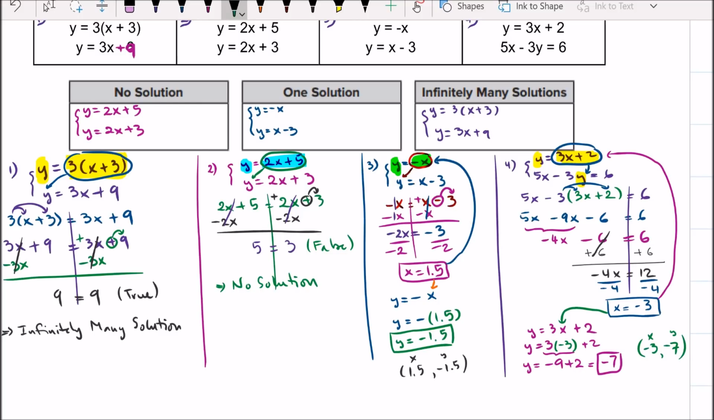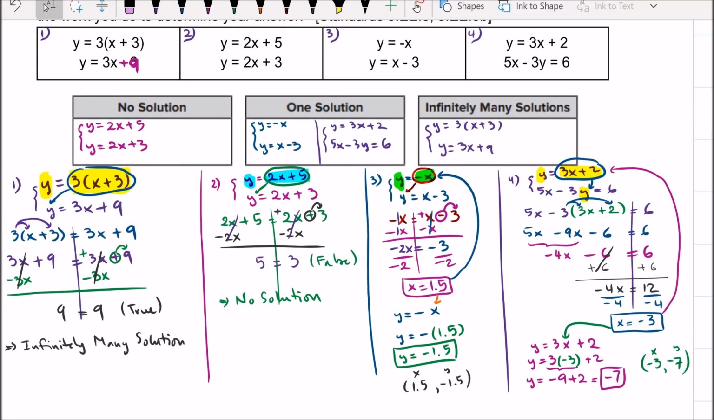Alright, and don't forget to take this and plug it into the one solution box. That will be y equal to 3x plus 2, and the second equation is 5x minus 3y equal to 6. Okay, and that's it for number 4.